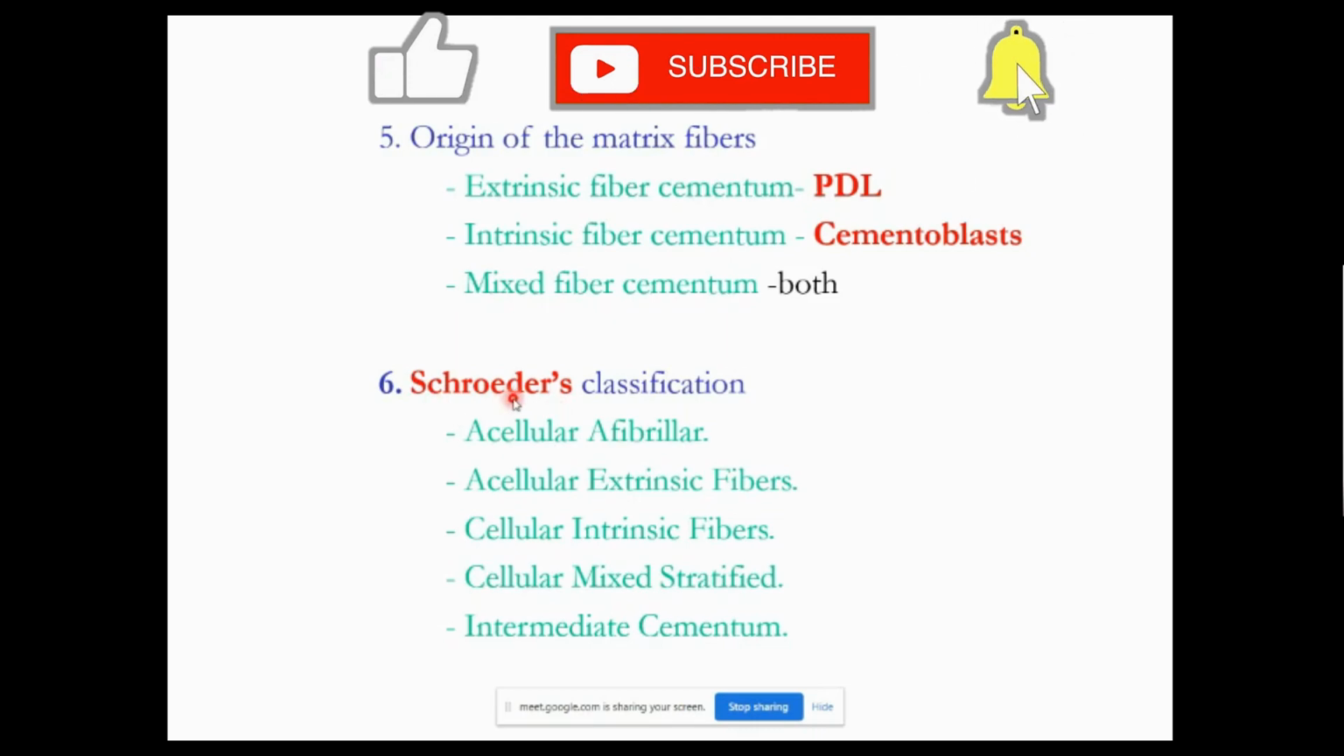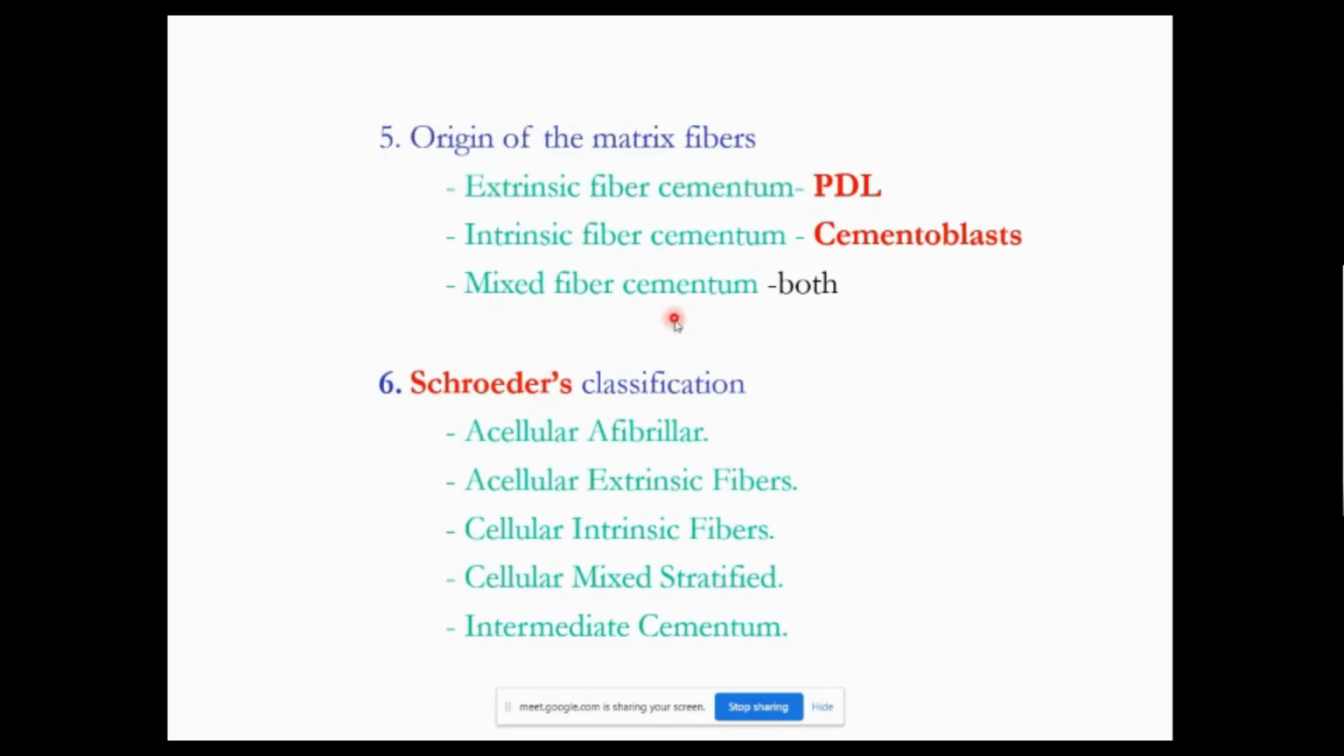So Schroeder's classification is nothing but a combination of whatever we discussed before and the origin of the matrix. So he classified them as acellular afibrillar, based upon the presence of the cells and the fibers. Acellular extrinsic fiber cementum is based upon the combination of presence or absence of cell and the origin of the matrix fiber. Cellular intrinsic fiber cementum, again the same combination, presence or absence of cell and where it is derived from. Cellular mixed stratified cementum and intermediate cementum.